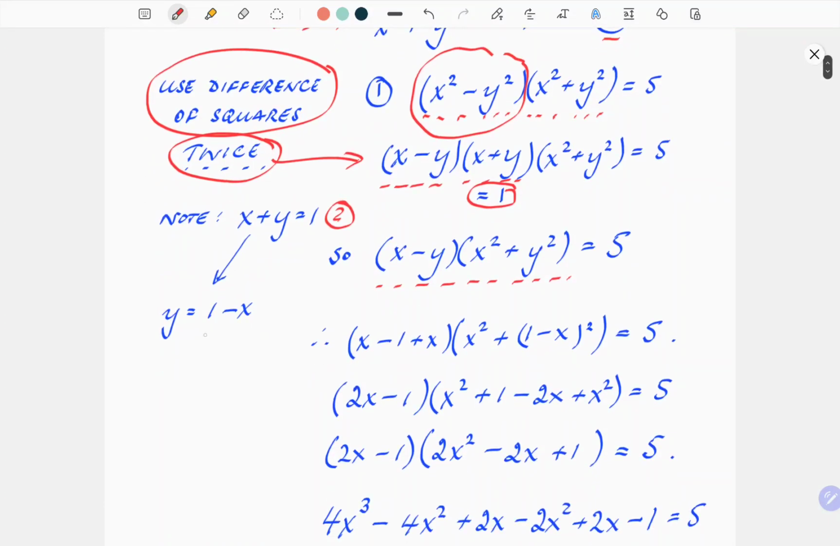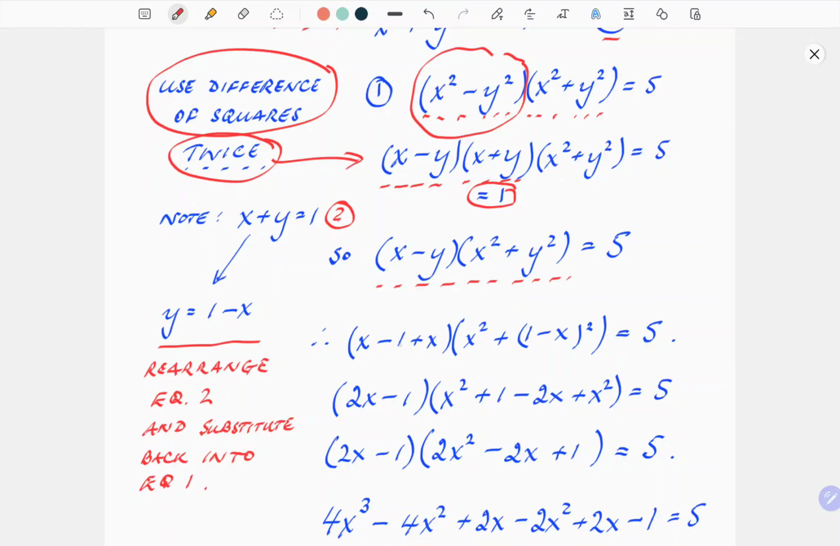Then we're going to use the result from equation 2, rearranging it to get y on its own. So just put that there. Rearrange equation 2. All right, y equals 1 minus x. And then sub back into wherever we see a y. And substitute back into equation 1. All right.